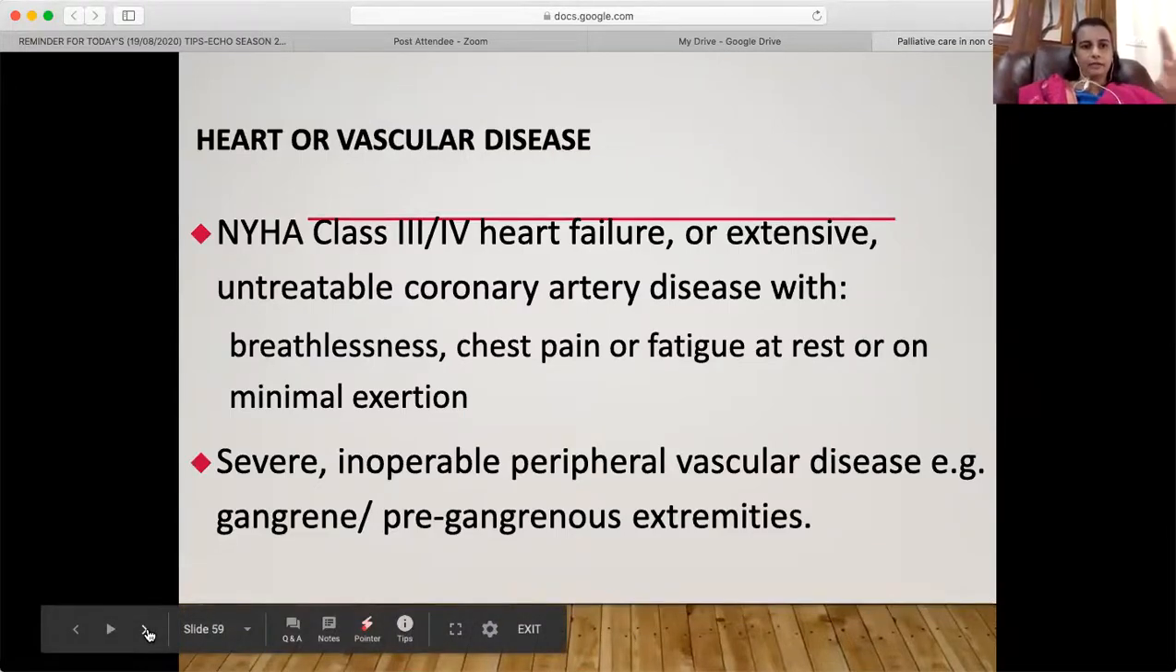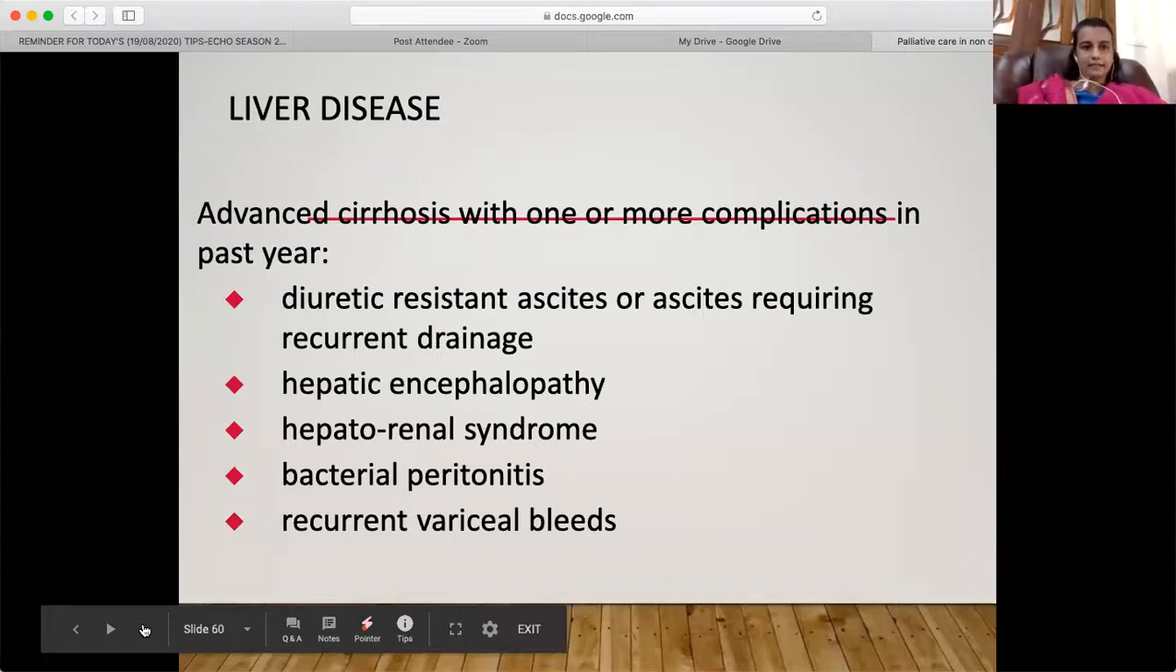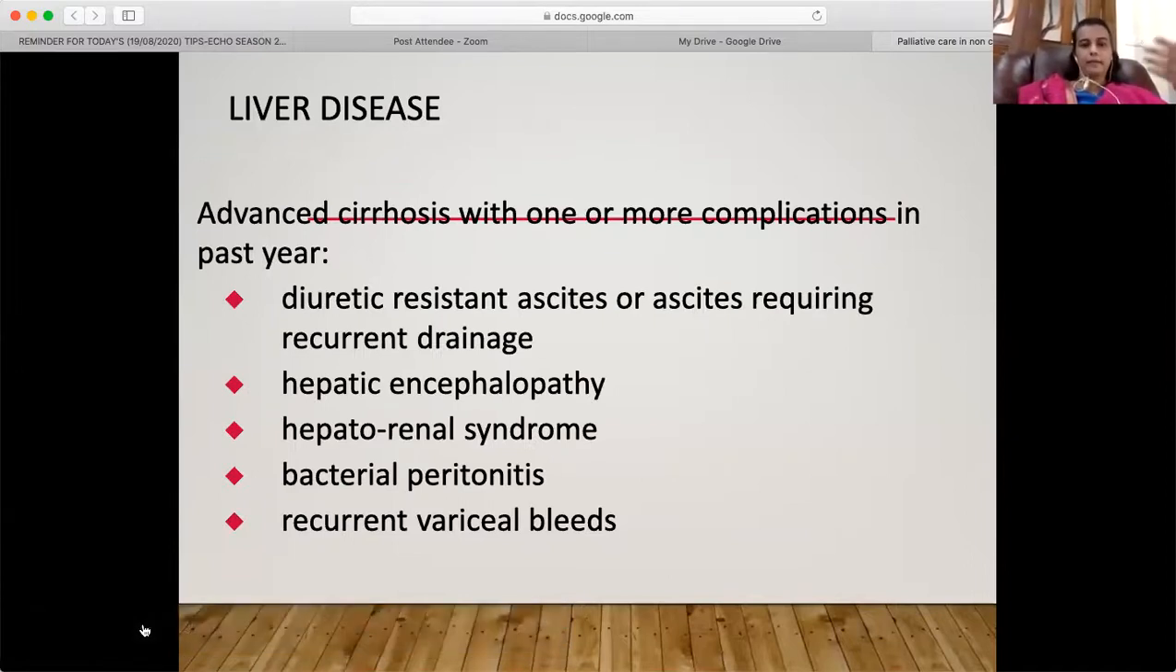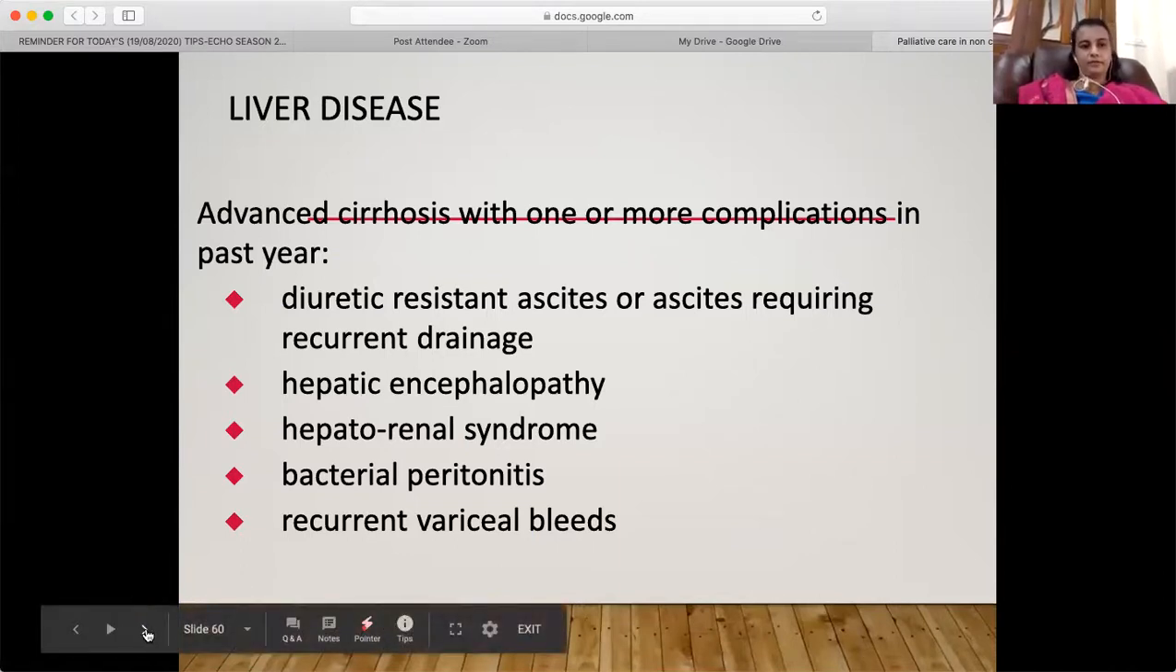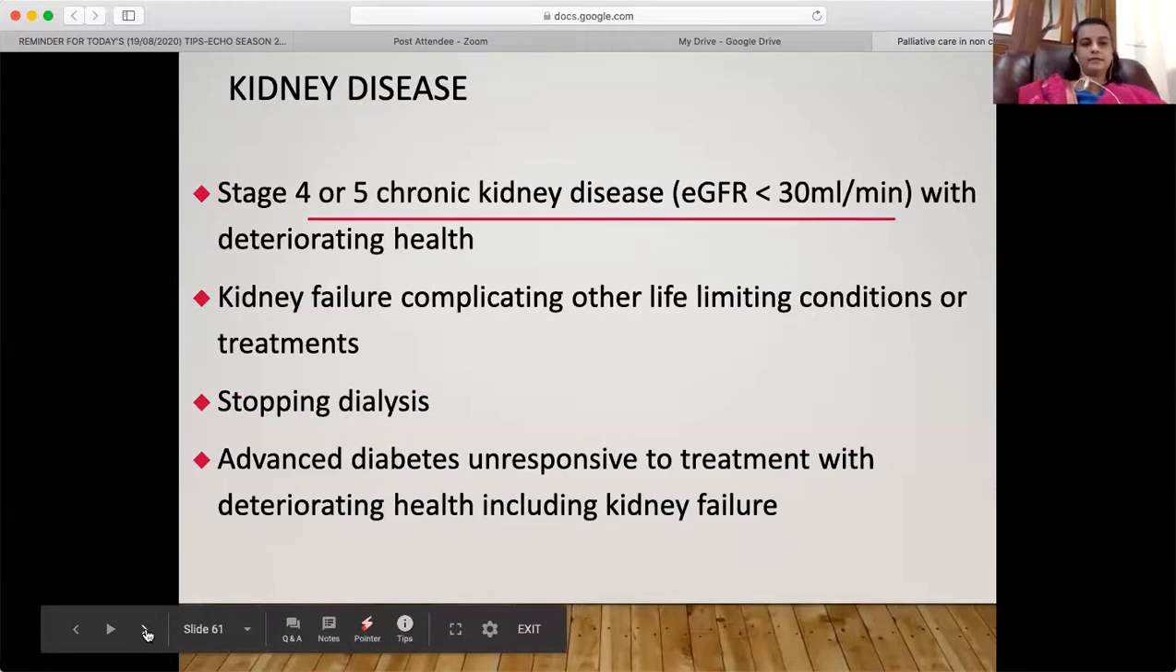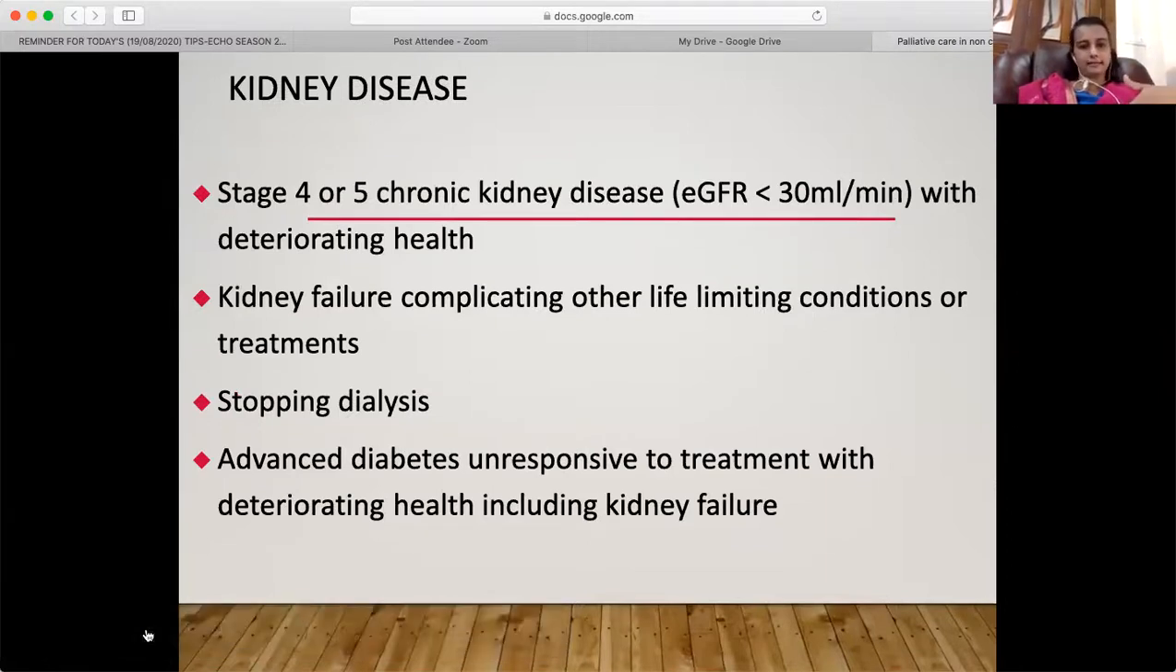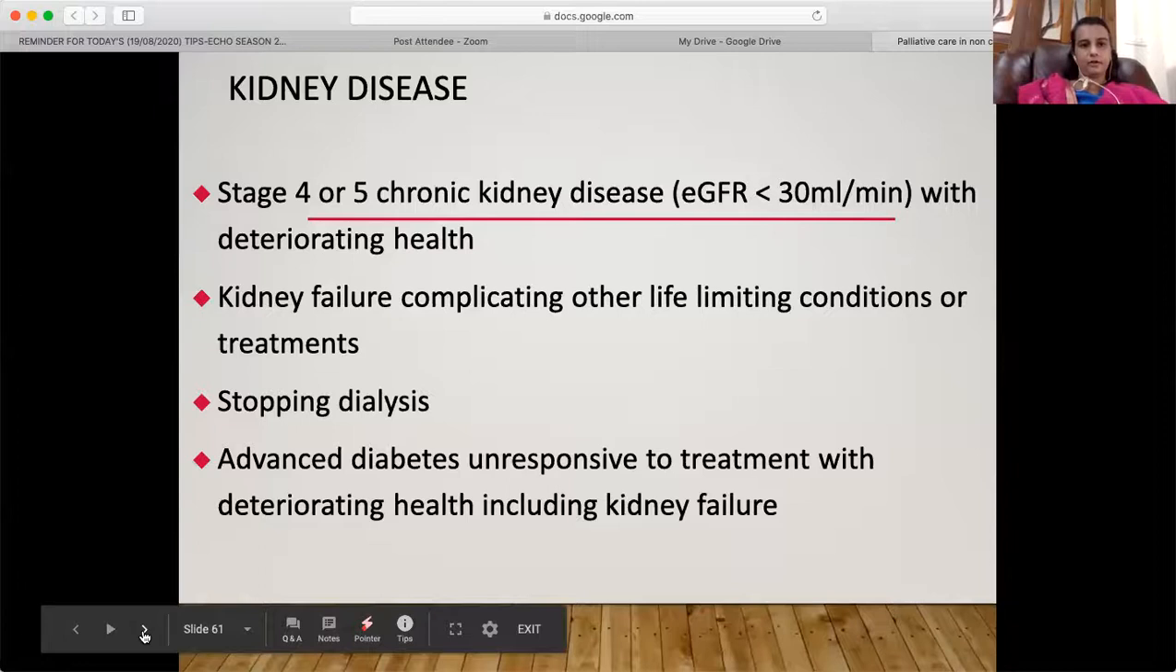For heart and vascular disease, the SPICT tool mentions NYHA class 3 or class 4 heart failure. For liver disease, these are the criteria: advanced cirrhosis, hepatic encephalopathy, hepatorenal syndrome. Once a patient reaches that stage, it's probably better to refer to palliative care. For kidney disease, stage 4 or stage 5 chronic kidney disease, eGFR less than 30, or stopping dialysis. I mentioned all this before.